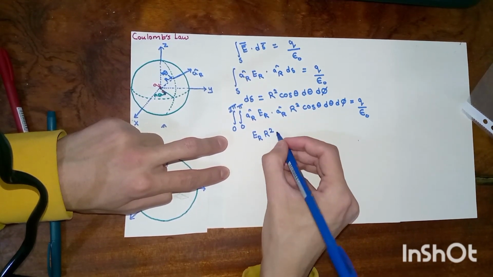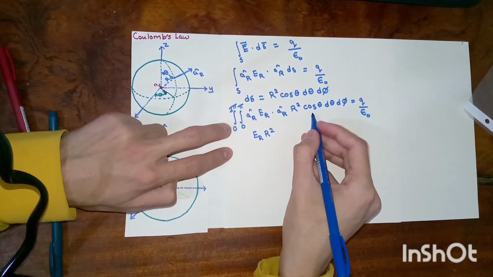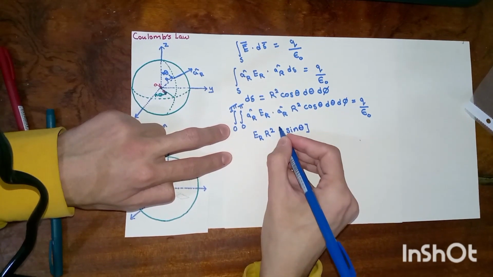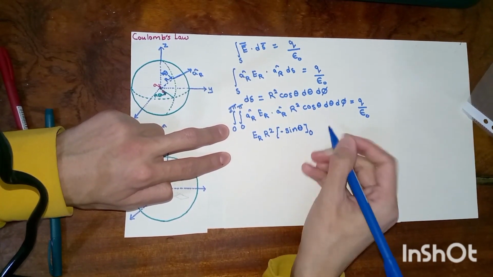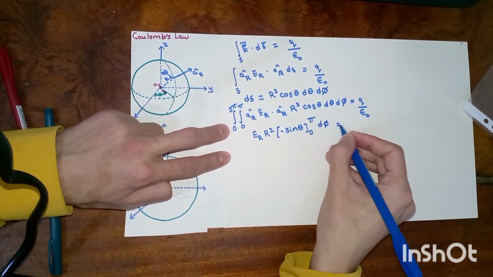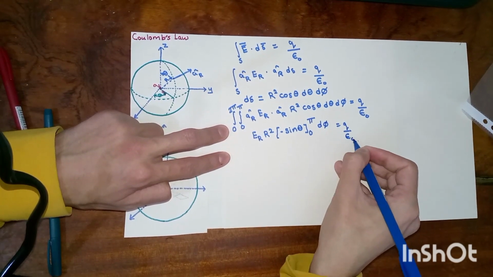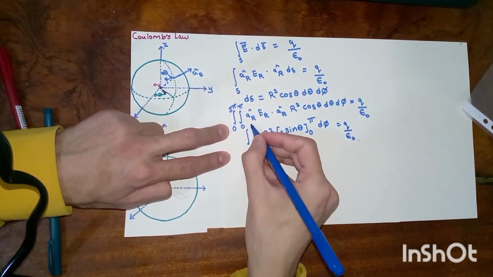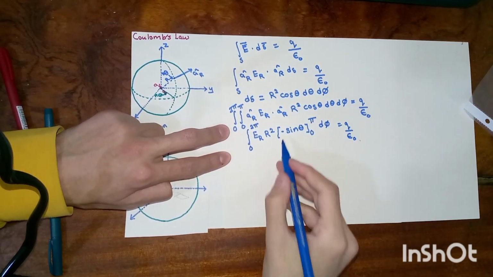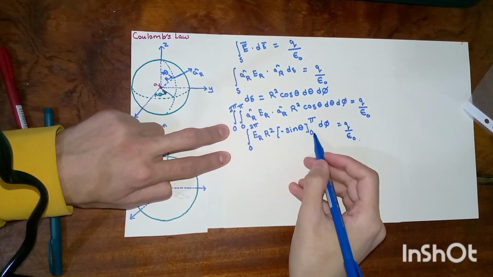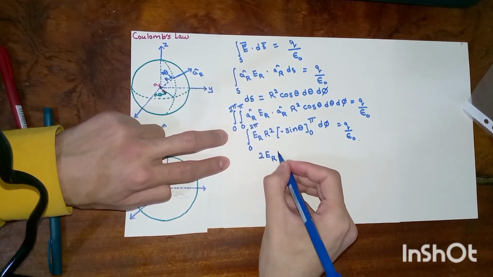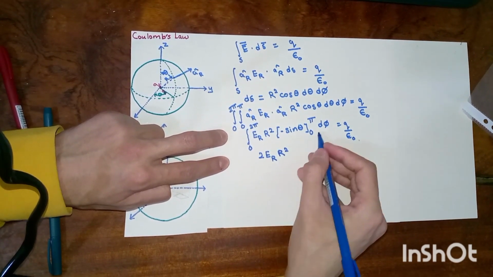E sub r times r squared times the integration of cosine theta, which is minus sine theta, ranging between 0 and pi, times d phi equals Q over epsilon. And let's not forget the integration from 0 to 2 pi. Okay, minus sine pi plus sine 0, it's 2, so 2 E sub r times r squared times d phi.